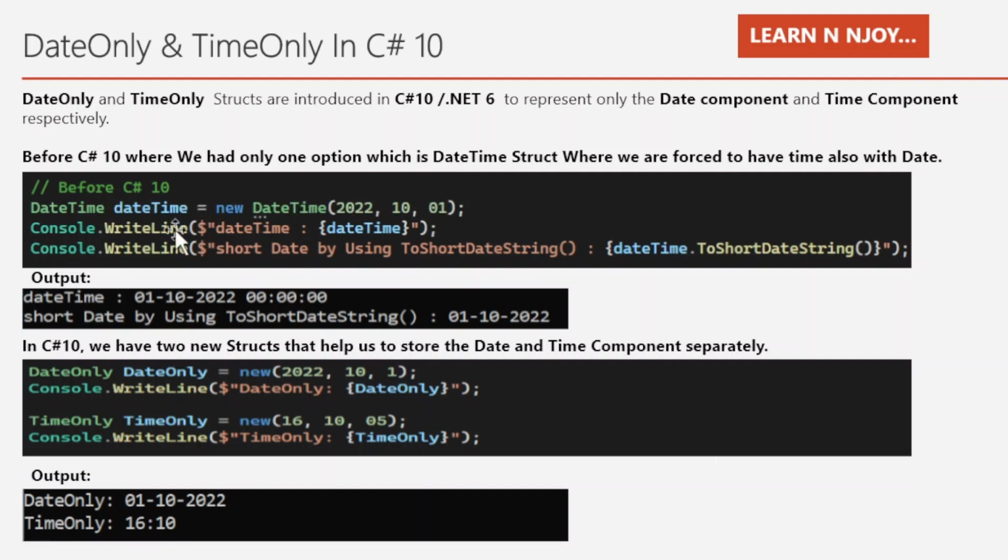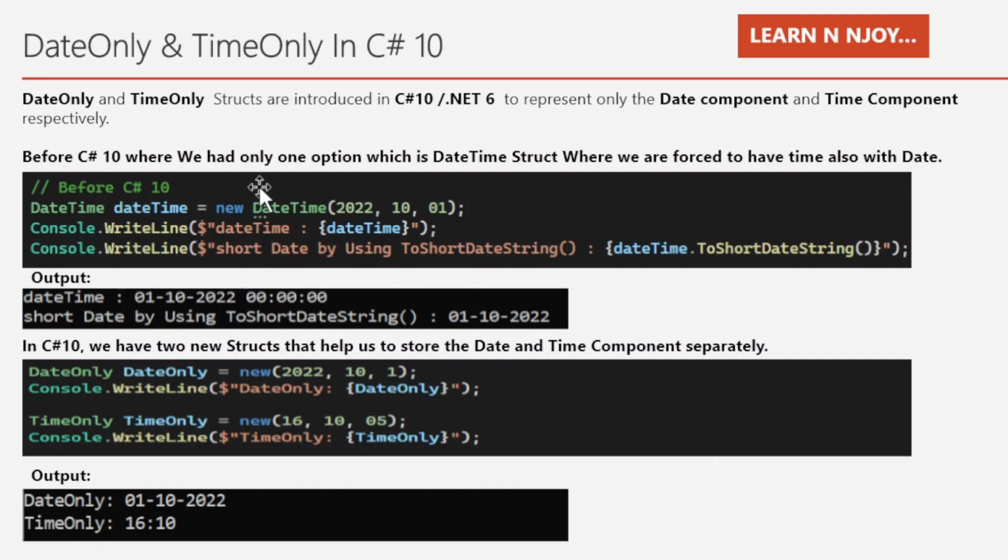And then in the next statement, I have just printed it into the console window, Console.WriteLine(dateTime). And in the next statement, I have used this method ToShortDateString of the DateTime struct. It will give us the date only, but it will be in the string format. And if you see the output over here, the DateTime 01/10/2022 000000 got printed. Here 000000 is nothing but the representation of the time, which is 12 AM. And if you see the second line, the short date by using ToShortDateString got printed 01/10/2022.